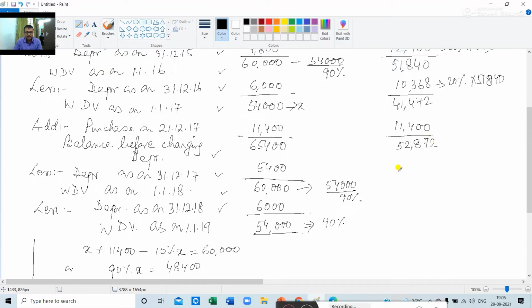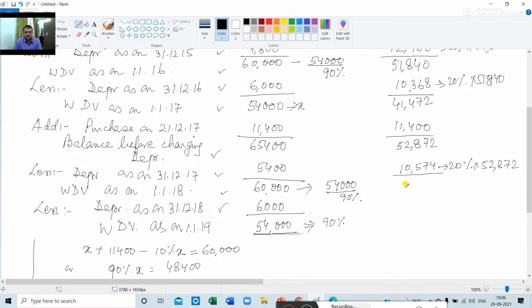Now you are going to charge 20% depreciation on 52,872. This is 10,574. So this is basically 20% on rupees 52,872. This working is very important, and I have shown you in my earlier video that working is a part of your solution when you are doing a problem on depreciation.